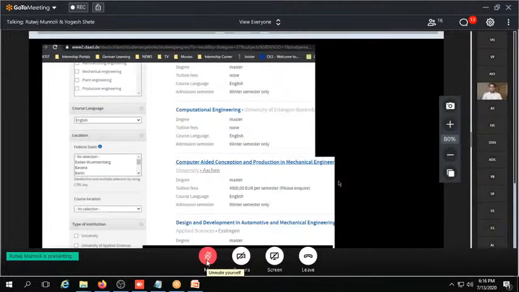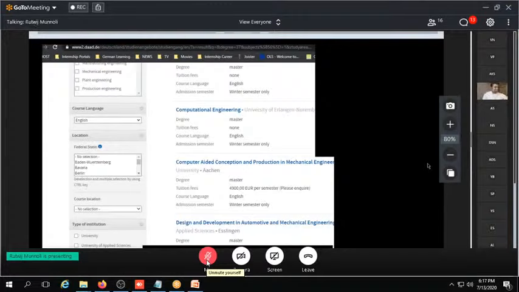Hello, this is Nikita Shetty. I would like to ask a question: suppose we do a master's in Germany and we don't get jobs there, will this degree be helpful in getting jobs in India? I mean to ask, what is the scope of an MS from Germany in India?